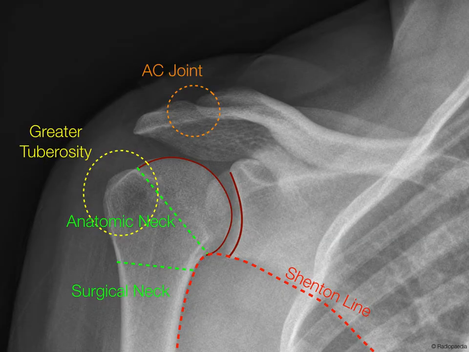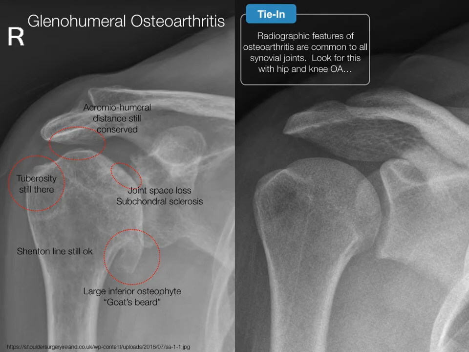You've seen this slide before, and this is our reminder of what normal looks like. This is Art's shoulder. You'll note all the usual findings of osteoarthritis apply. So we've got joint space narrowing, subchondral sclerosis, osteophytes, and subchondral cysts. Shenton's line is pretty much conserved. Shoulder osteoarthritis is particularly characterized by very large inferior osteophytes.